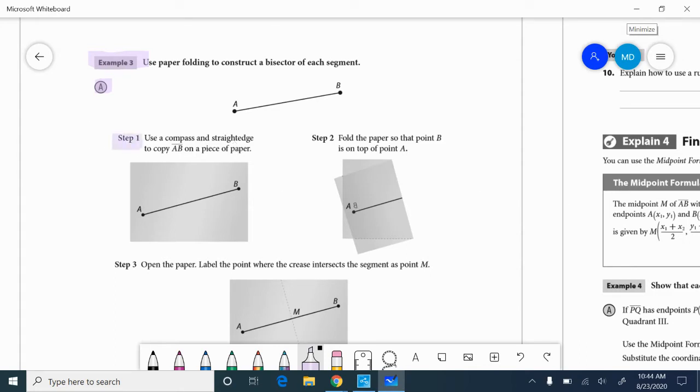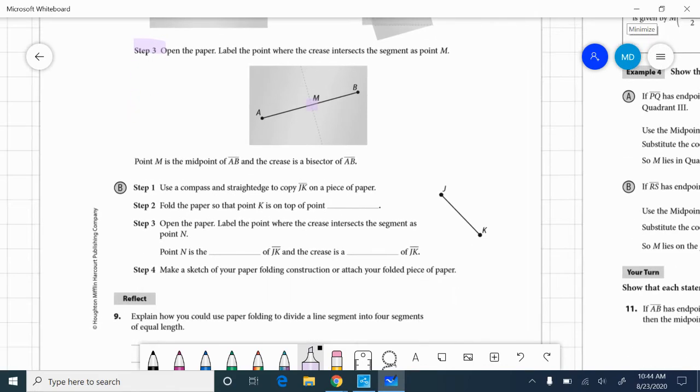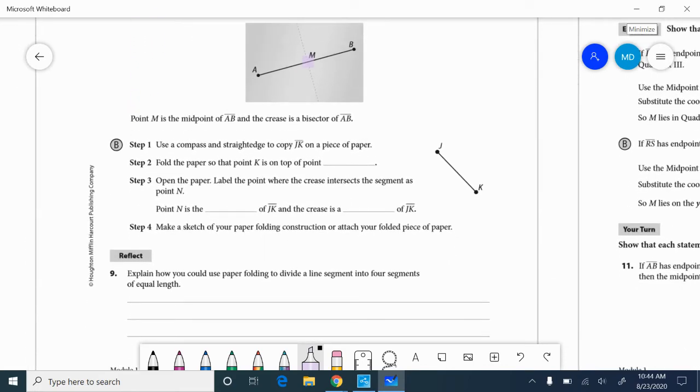Step one, copy segment AB on a piece of paper, and this is our gray piece of paper here. Step two, fold the paper so that point B is on top of point A. So you want to make it so they actually touch right there. And then step three, open the paper and label the point where the crease intersects the segment as point M. So you have this crease in your paper and right on the line segment, that's point M. That is the midpoint of segment AB, and the crease is actually another line. It is a bisector line of segment AB.